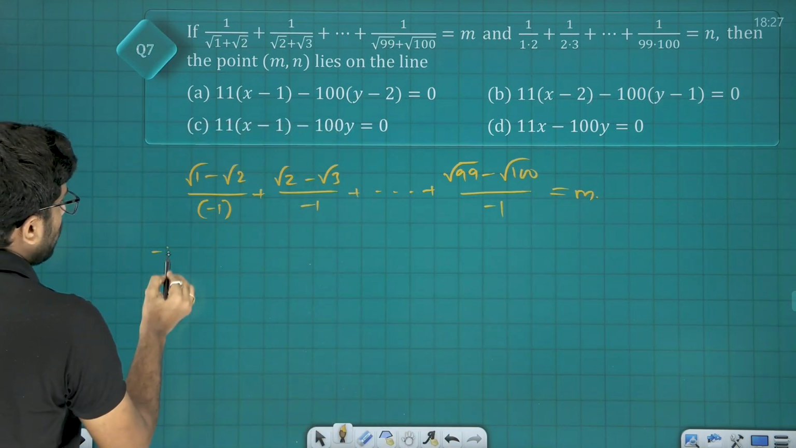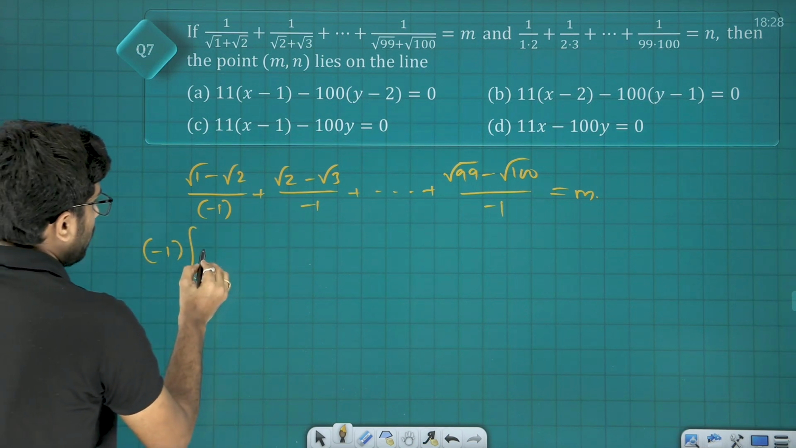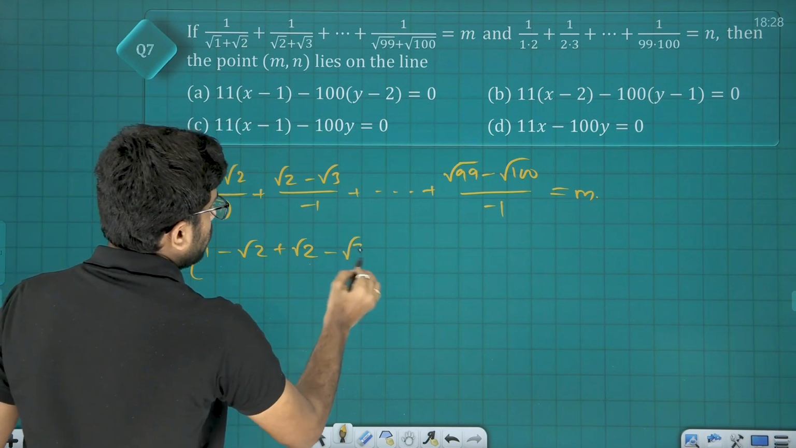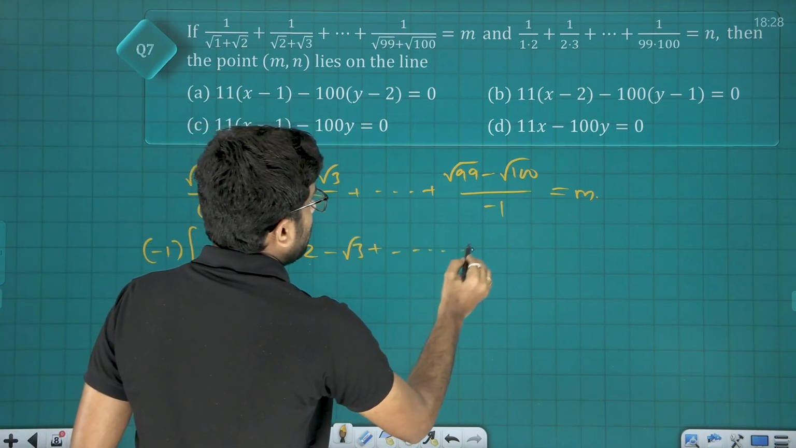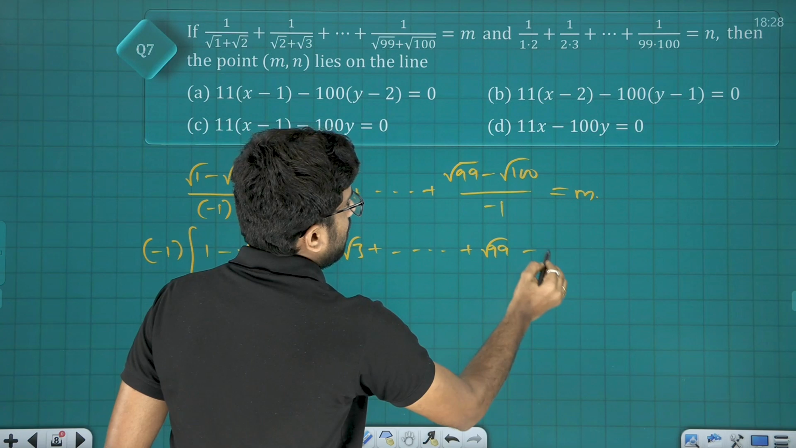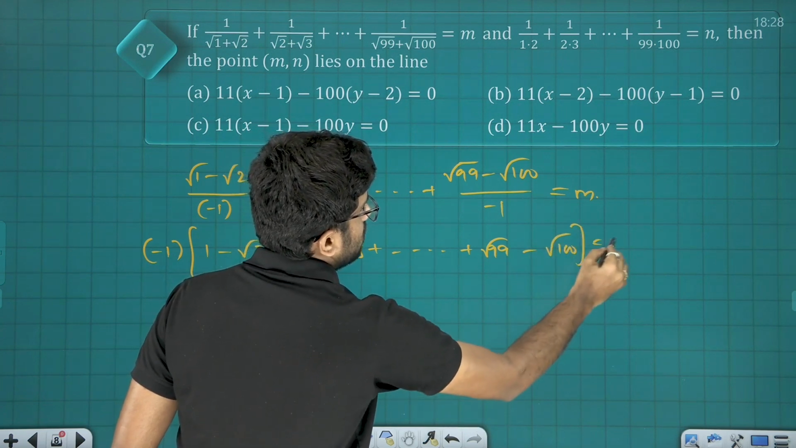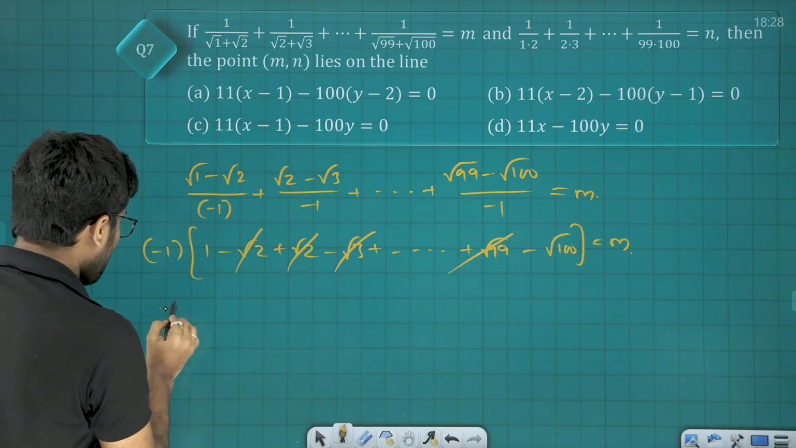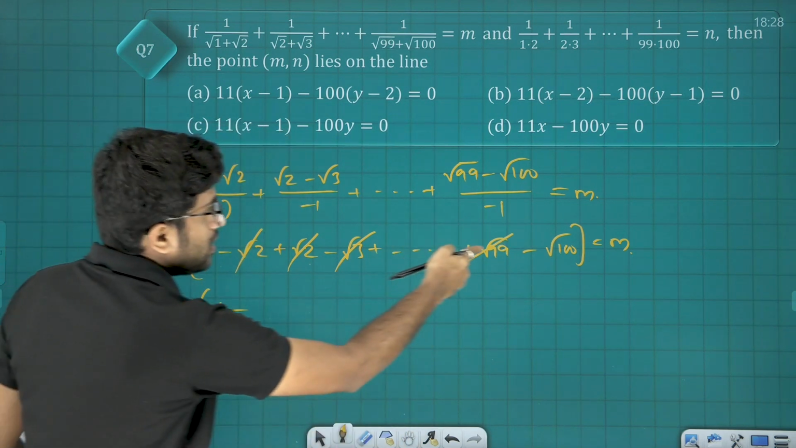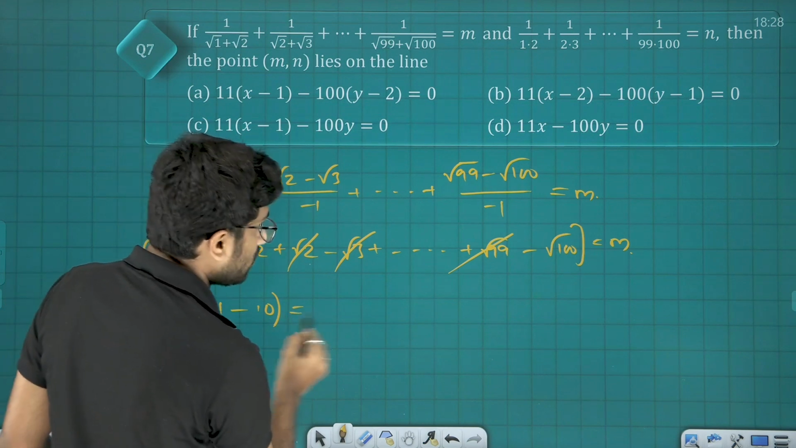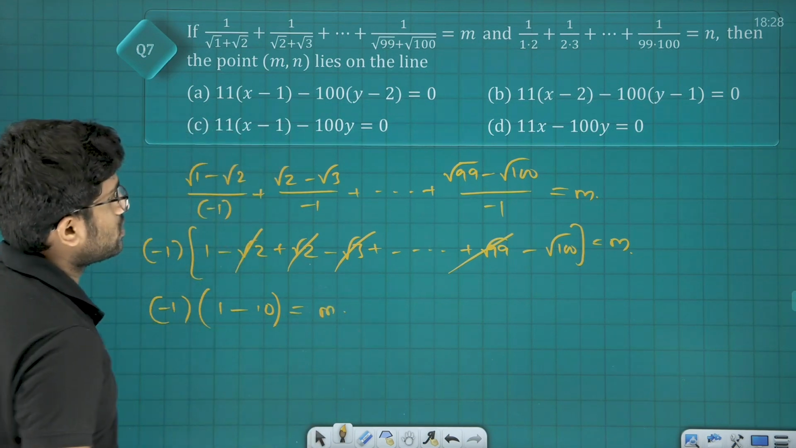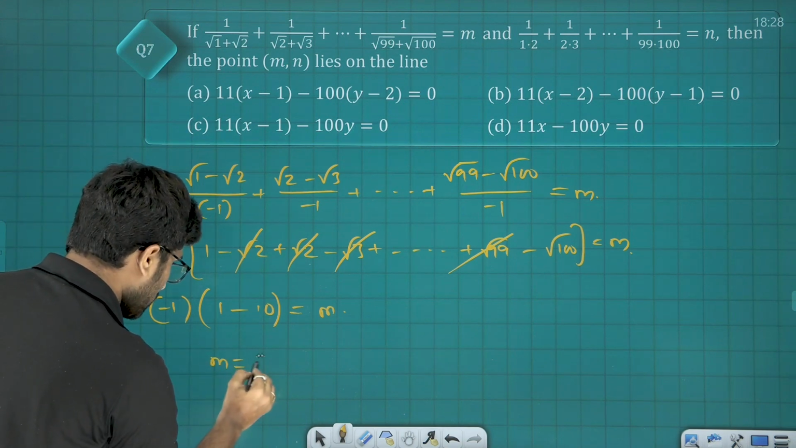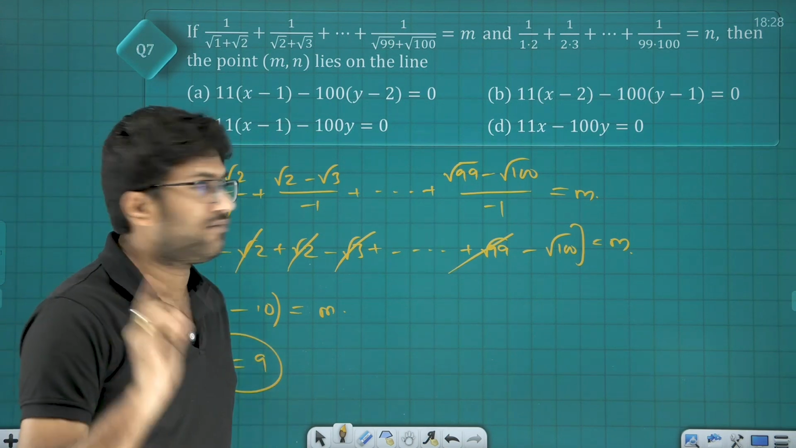We can take minus 1 common. So minus 1 of (root 1, which is 1, minus root 2, plus root 2 minus root 3, plus and so on, plus root 99 minus root 100) is equal to m. See friends, except the first and last, everything gets cancelled. So minus 1 into (1 minus root 100, which is 10) is nothing but m. So m is clearly 1 minus 10, which is minus 9, into minus 1, so m is equal to plus 9. We have got the value of m.